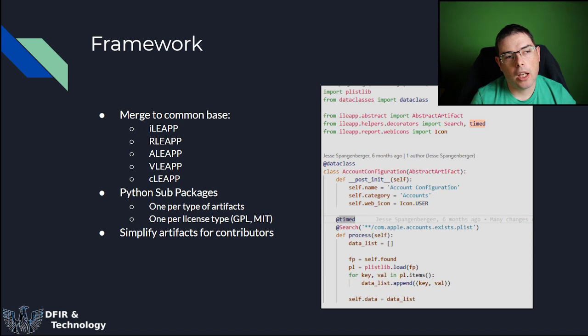So framework. So merge all to a common base. Each one, iLEAPP, rLEAPP, aLEAPP, vLEAPP, cLEAPP, they're all different projects, and they're not really tied together. One of the ideas here is to create a framework that all these can be tied back to so they're all the same, from the same code base. Because the problem is, if you modify something on one, you have to go back and modify the other ones, and they become out of sync.